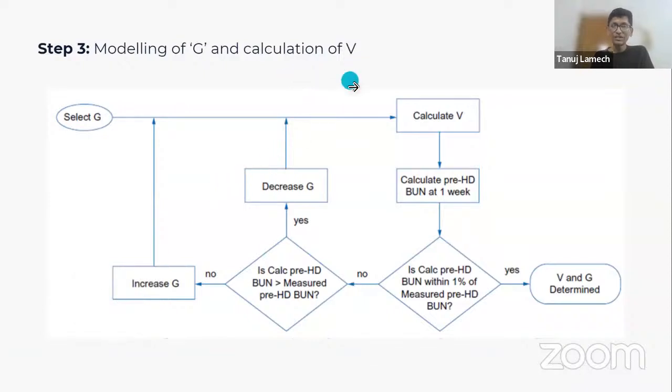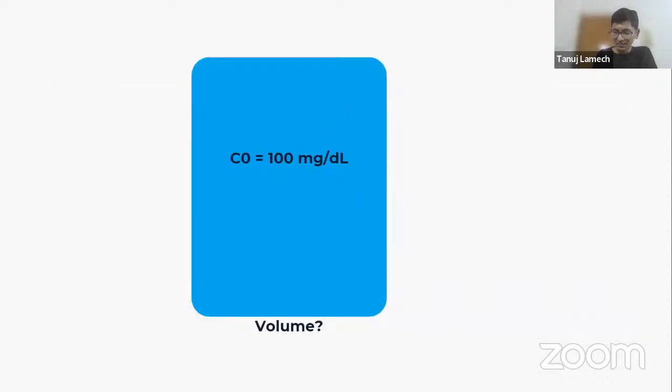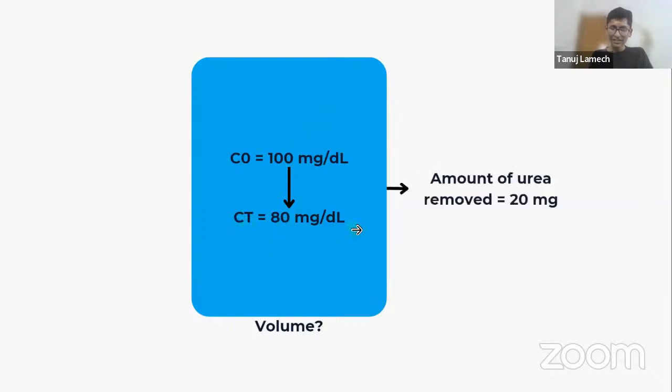All right, you need two things. You need K and you need V. So calculation of V, I just want to show you how it's done. Nobody's going to ask you all of this, but it's interesting to see how it's done. So assuming somebody has a urea of 100, they get dialysis and the urea comes to 80. In this time, you have removed 20 milligrams of urea. Basically you take all of the dialysate which you have used, you measure the amount of urea in that dialysate so that you know how much urea you have removed, and it comes to 20.